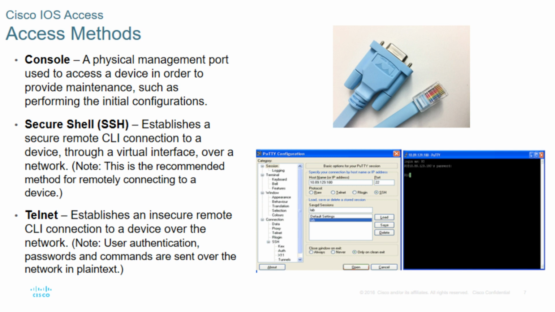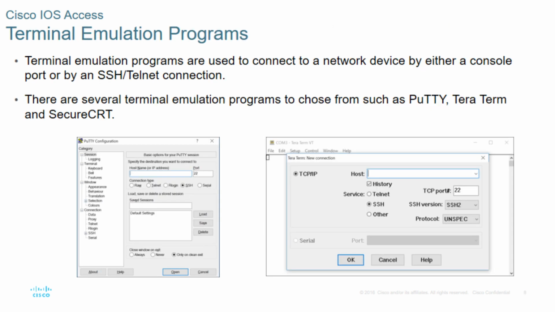Some devices, such as routers, may also support a legacy auxiliary port that was used to establish a CLI session remotely over a telephone connection using a modem, right? Similar to a console connection, the AUX port is out of band and does not require networking services to be configured or available. Now, terminal emulation programs.